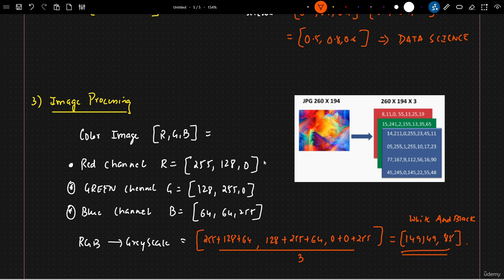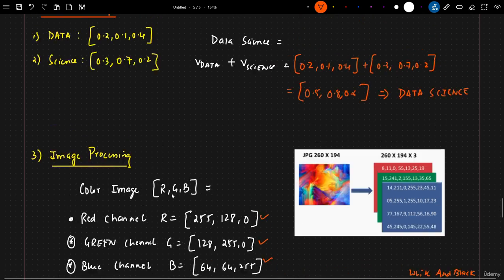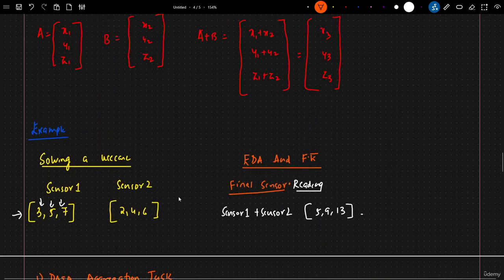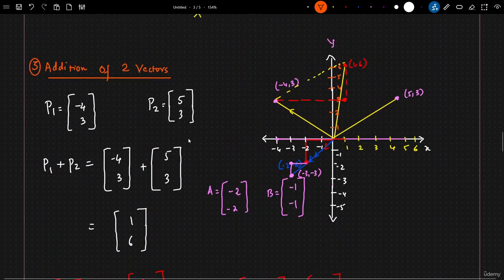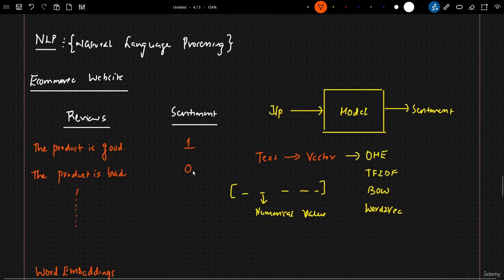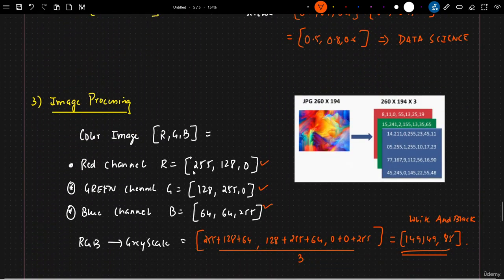So at the end of the day, each channel is represented by a vector, and we can sum up all these vectors in this specific way. This is heavily used in image processing. I hope you got an idea what addition of two vectors means, and how with multiple applications it can be used in NLP, text pre-processing, image pre-processing and more.